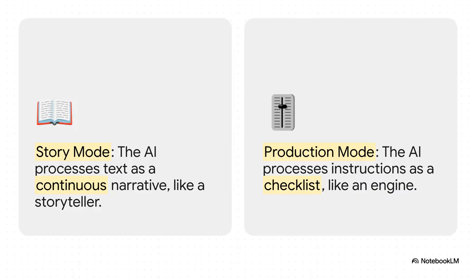So, the fundamental shift we need to make is right here on this slide. See, most people are using AI in what we could call story mode. They're treating it like a conversational partner, a collaborator, but to get really precise results, you need to switch it into production mode. Think of it less like a storyteller you're brainstorming with and more like a powerful, obedient engine that's just waiting for your exact commands.